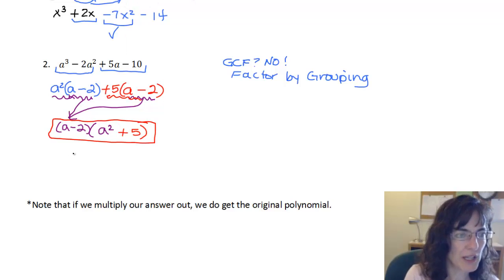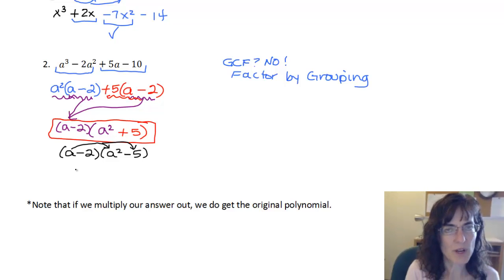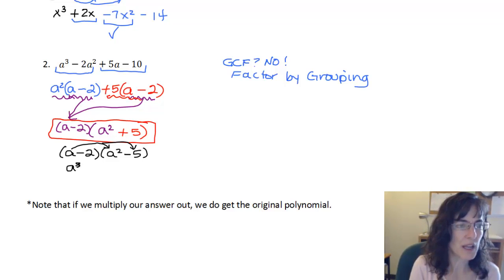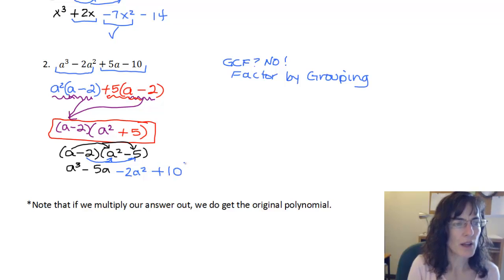I do want to check it. So I have a minus 2, a squared minus 5. And let's try it out. Distribute the a. So I'll end up with a times a squared. So I have 1a times 2 more a's. That's going to be a cubed. A times negative 5, so negative 5a. And then I need my blue pen, I think. Negative 2 distributed here is going to be negative 2a squared. And then negative 2 times negative 5 will be a positive 10.